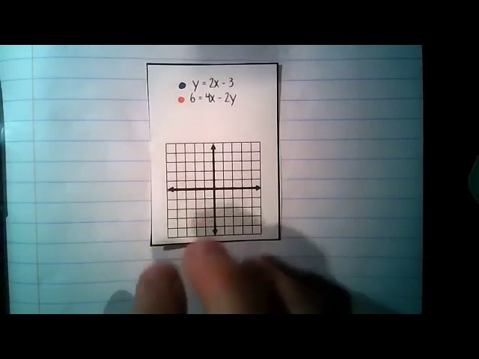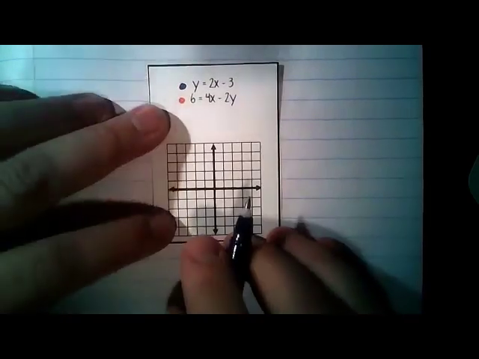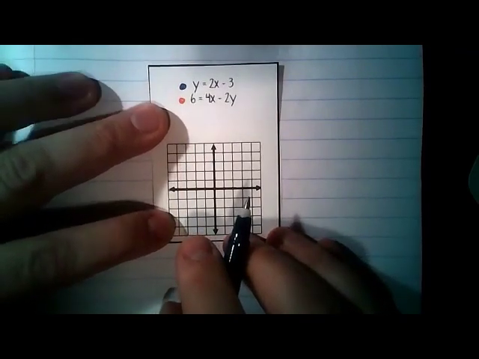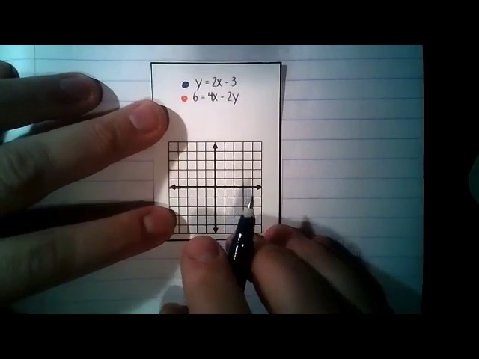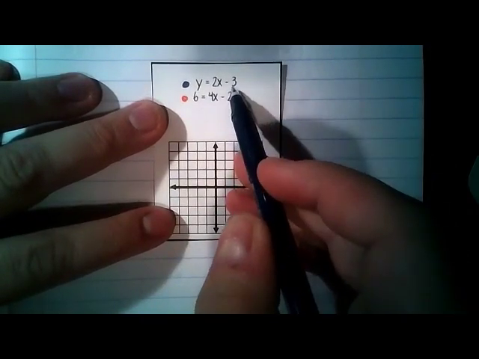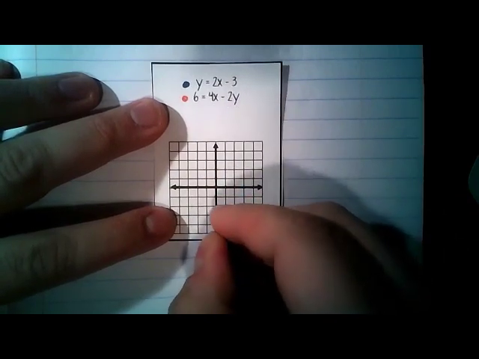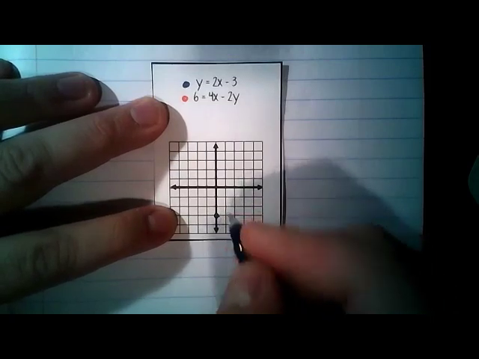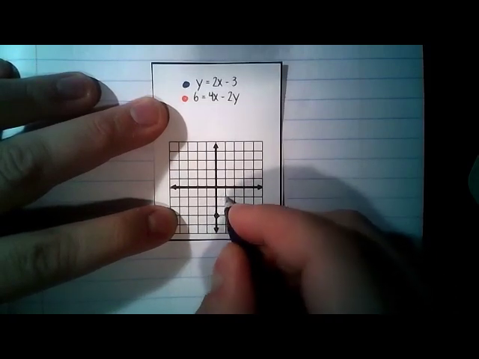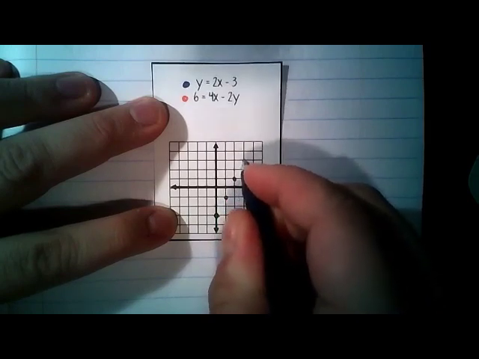And so our next system, they're not both in slope-intercept form, but the first one is, so we can start off by graphing that one. We have y equals 2x minus 3. So the y-intercept on this one's -3. That's -1, 2, -3 here. And the slope is 2, which is up 2 over 1, up 2 over 1.